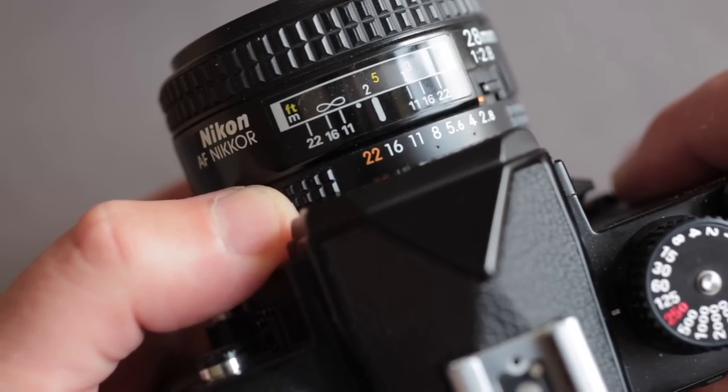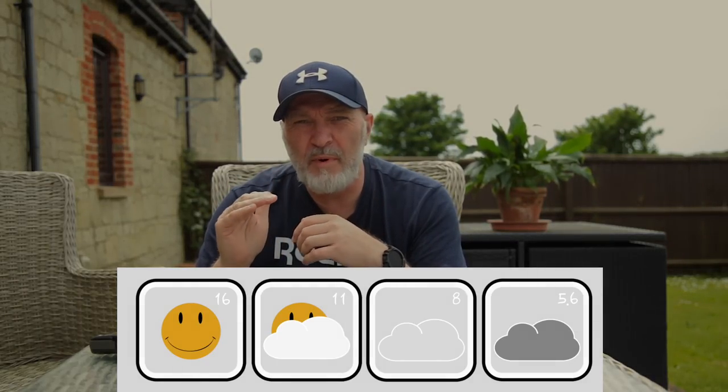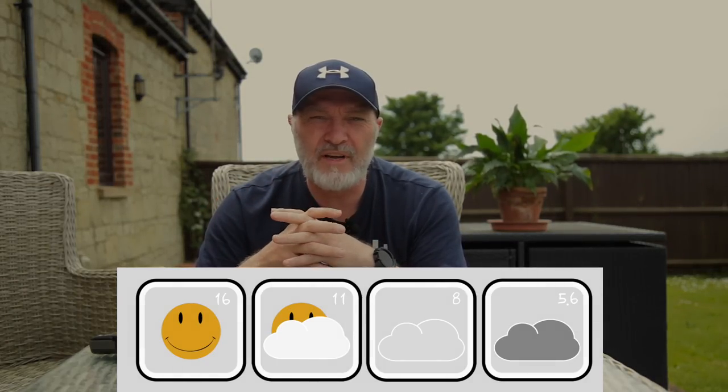If it's really bright and sunny, no clouds in the sky, F16. F11, if it's a little bit hazy up there. F8, if it's a little bit darker, overcast. F5.6, if it's a bit gloomy. F4 maybe.